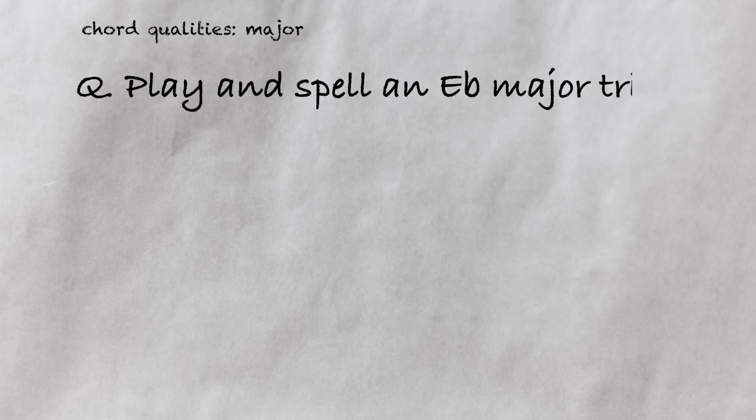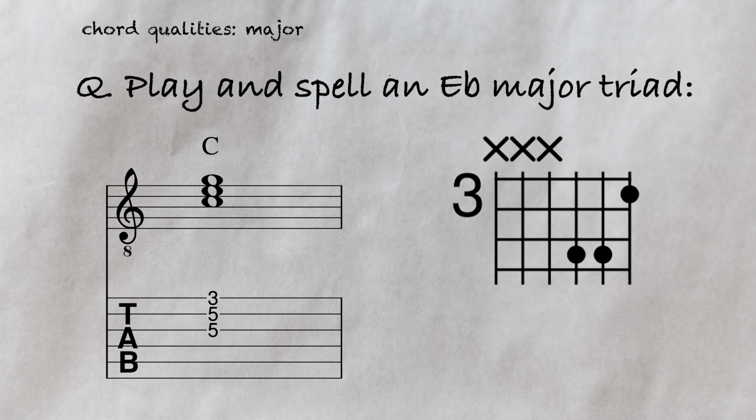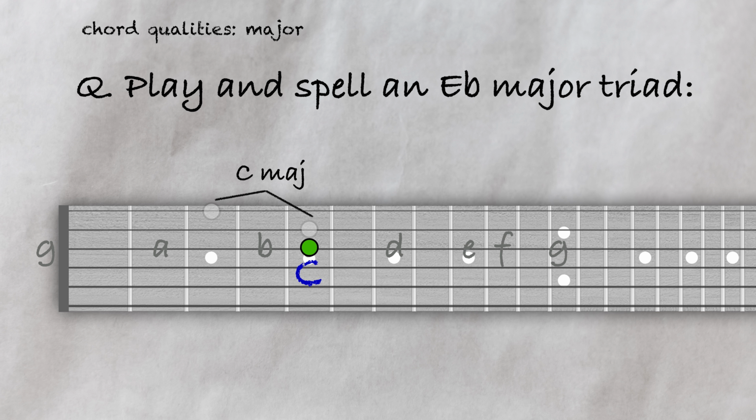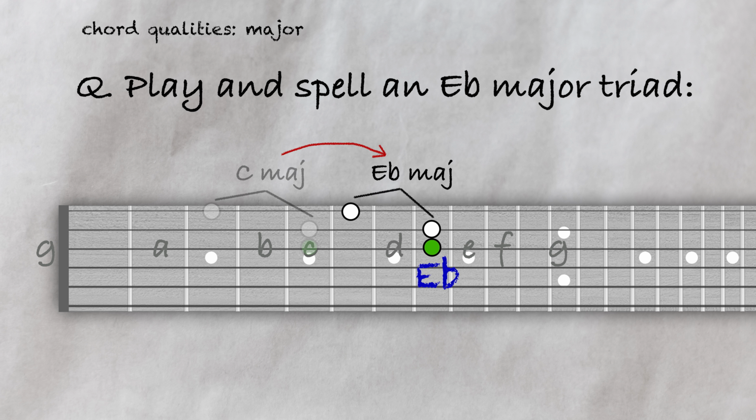Say we wanted to play or spell an E flat major triad. We'd take the major triad shape and see that the root is this lowest note. So if we move the shape to the fret where this note is E flat, then we will automatically get the right sounding chord. So we count up C, D, and then the black key before E is E flat. Then if we wanted to spell it, we can visualize and determine what the notes are.